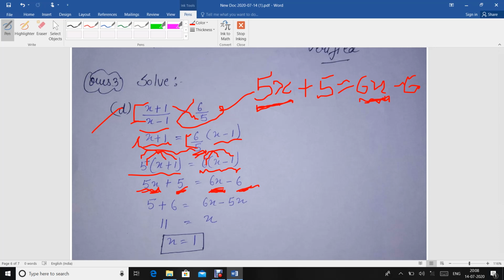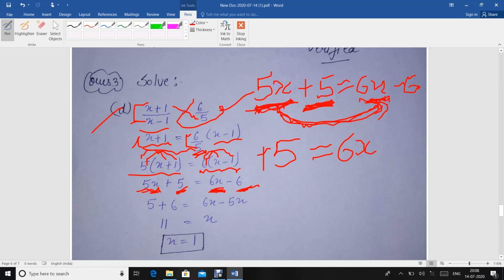So you need to move this 5x from the right hand side to the left hand side. See, here you will be left with 6. So here plus 6 is equal to minus 5x, because while going on the left hand side it will become negative, as on the right hand side it is positive. Here you are left with minus 5.